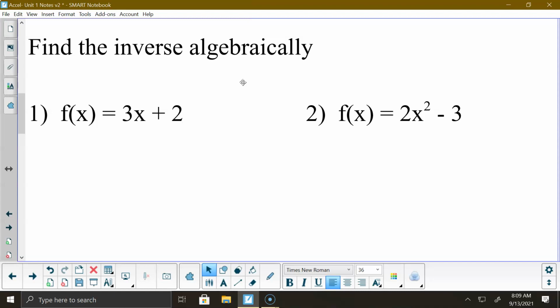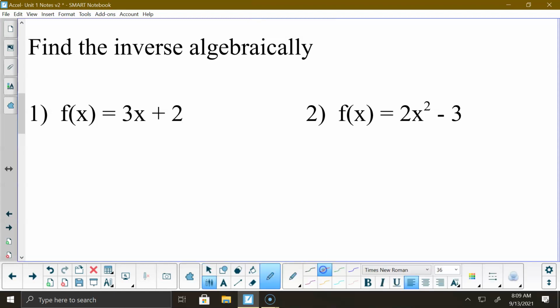Ready? So, when we go through to do these, first step is always write it in y equals form. I know that seems stupid and it seems tedious, but it does help when it comes down to making sure you're setting stuff up right. Second step, switch x and y. Third step, solve for the new y.